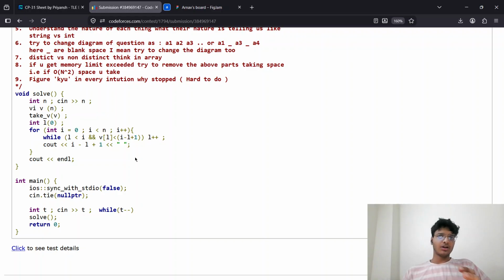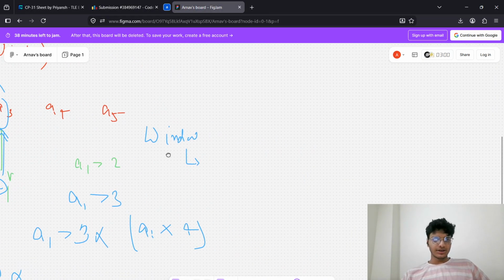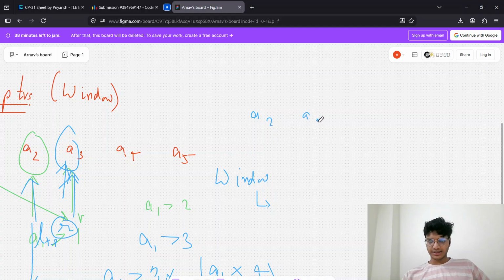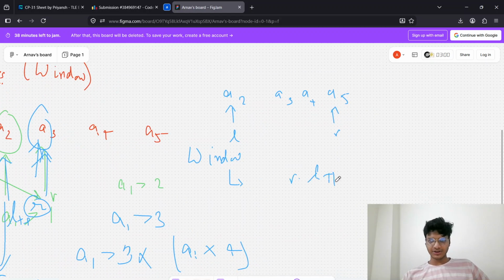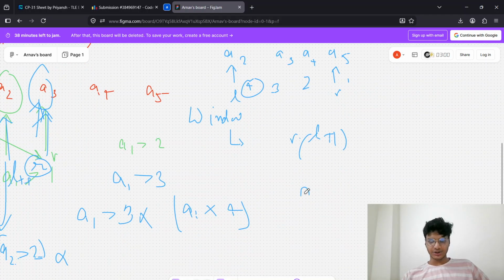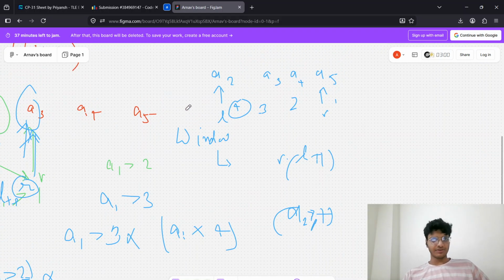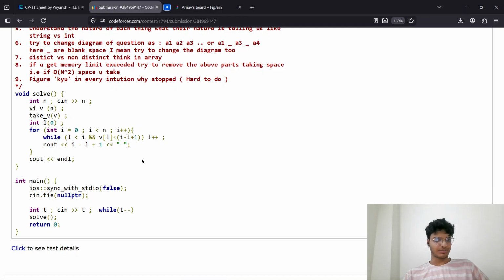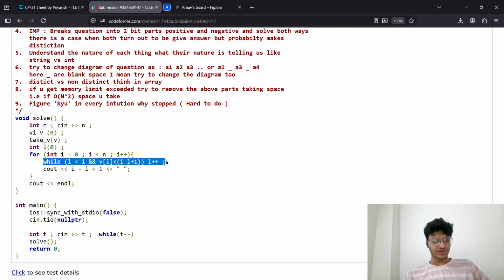That is A2, wait, let's suppose A2, A3, and then A5, and then A4. Let's suppose R was here and L is here. So R minus L plus 1 is the total distance, that is 1, 2, 3, and then 4. So we'll check is A2 greater than or equal to 4 or not. If not, then we will just move and do the same procedure. So this is what we have done, that is L plus plus.